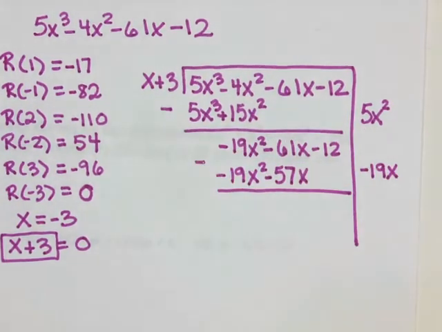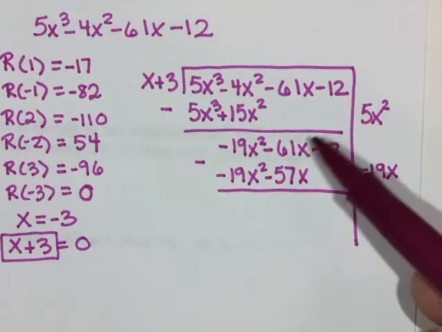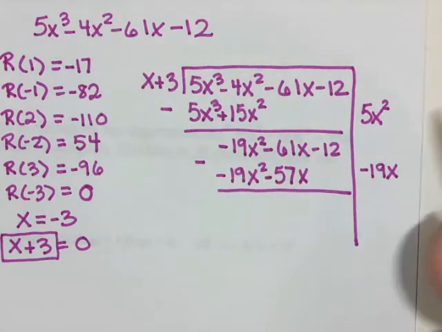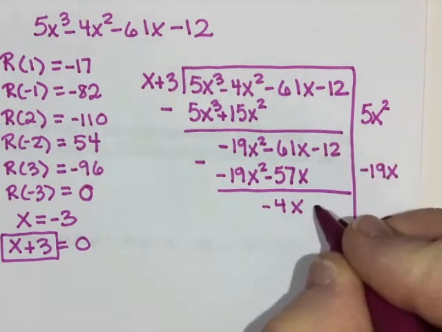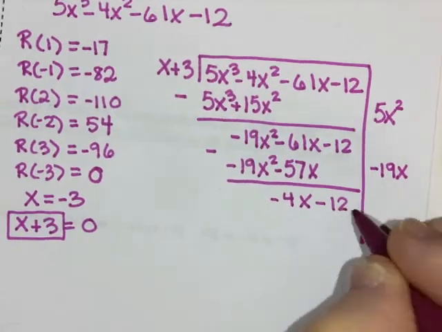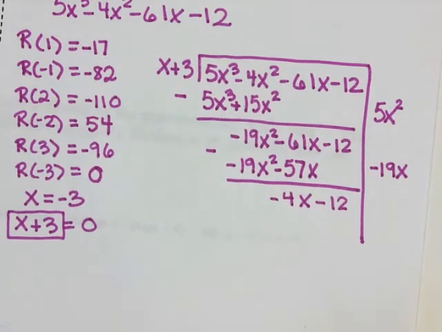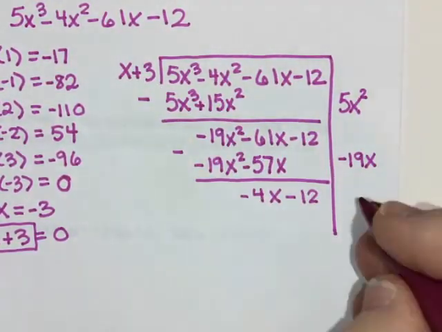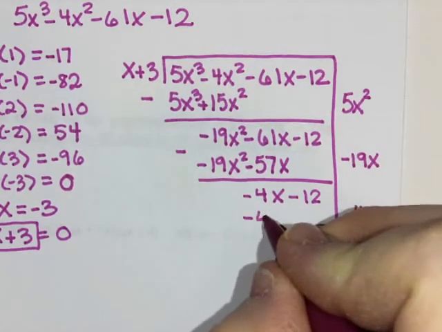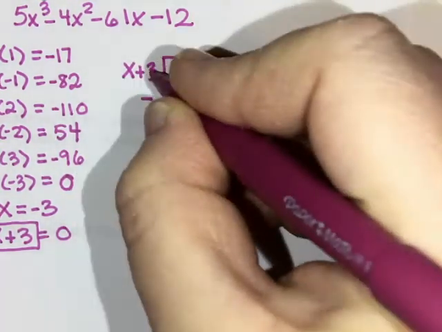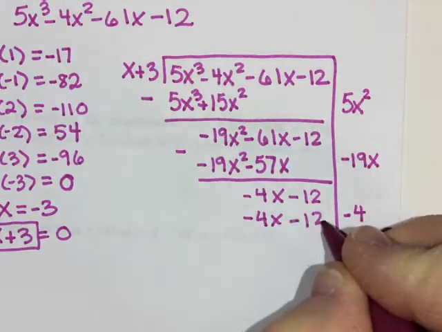I subtract. Negative 19 minus negative 19 is 0. Negative 61 minus 57 is the same thing as negative 61 plus 57, which would be negative 4x. Negative 12 take away nothing is negative 12. Okay, how do I turn an x into a negative 4x? We multiply by negative 4, so I get negative 4x, and then 3 times negative 4 is negative 12.